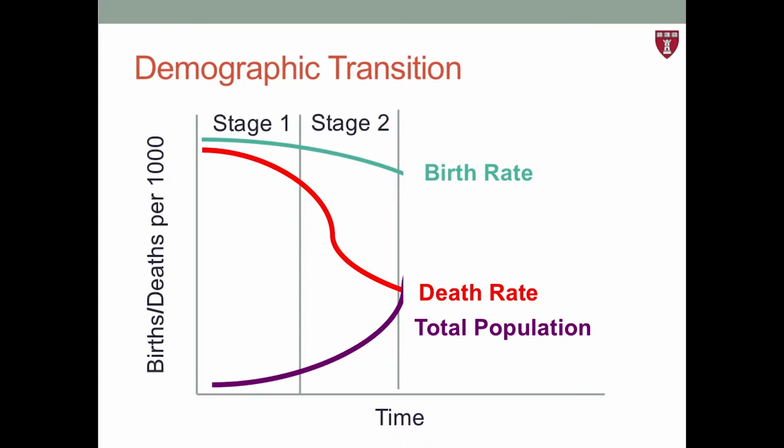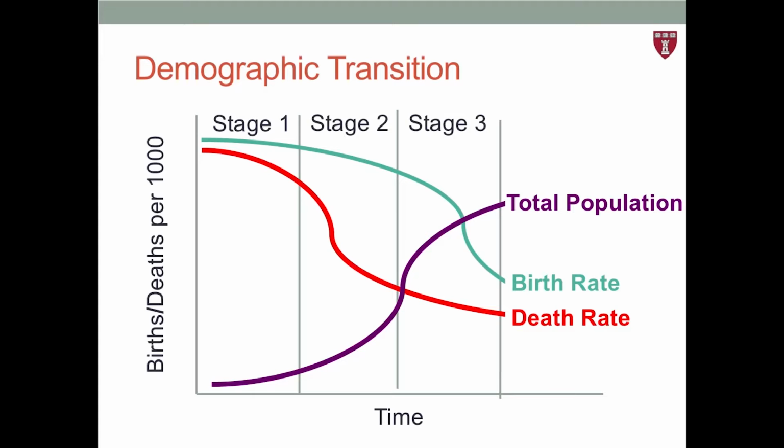What's happening in stage 2? What's the big change? So stage 2 is the early transition phase, and what's really starting to drop? The red line, death rates. Now, birth rates are just hinting at starting to drop, but still relatively high. So if we have high birth rates, but death rates are falling, so not as many people are dying, but still a lot of people are being born, what's going to happen to the total population? We see population growth.